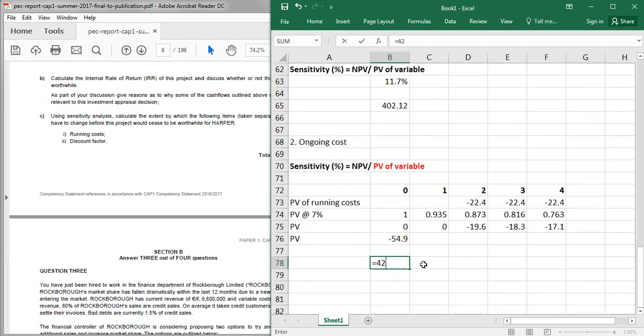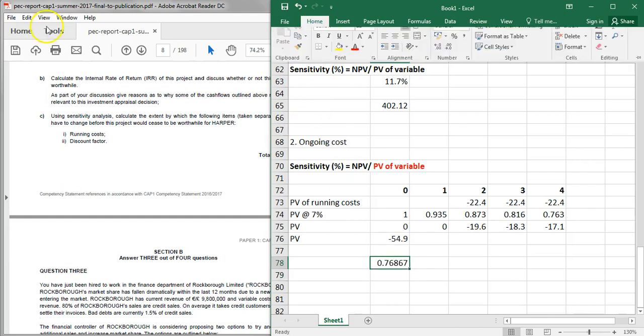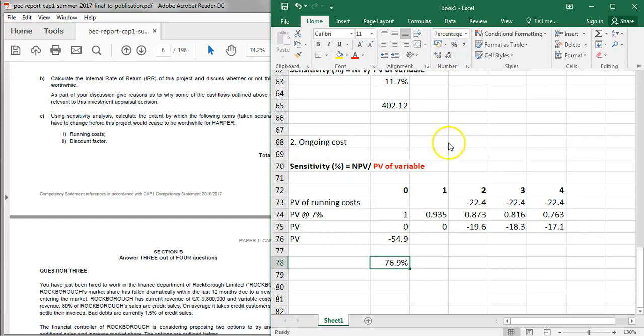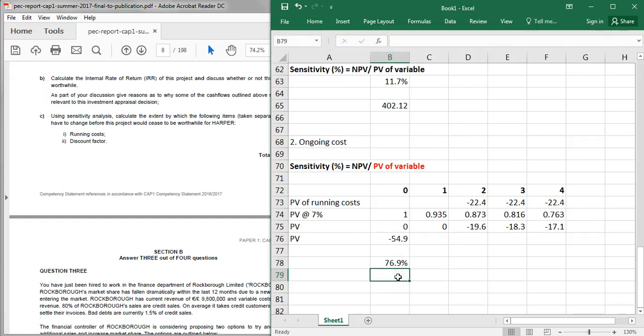And we do the same calculation as before. We get the NPV, which is 42.2, and we divide by the present value. You don't need the negative figure here. It's 54.9. So you don't need to interpret it as a negative or positive percentage. You just divide by 54.9, and that tells you about 77%, 76.9%. So what does that mean? That means that the running costs can go up by 76.9% before the project would be loss-making.